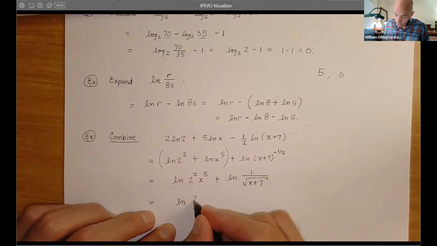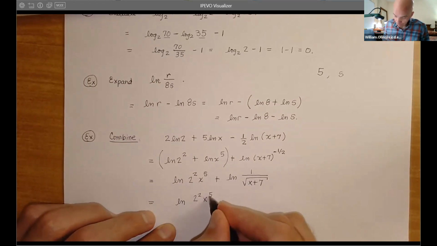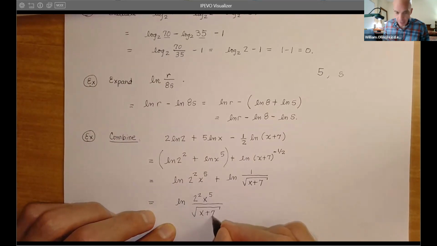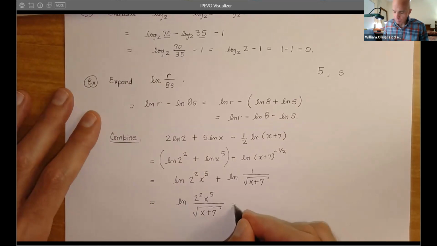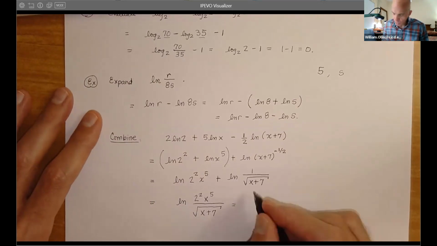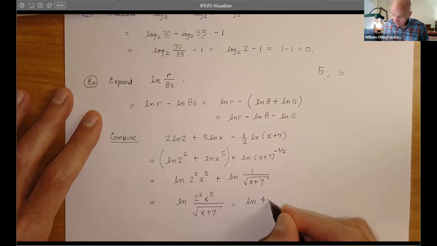So we have 2 squared x to the 5th divided by the square root of x plus 7. So now when you look at something like this, you're thinking, well, Professor Ron, 2 squared is 4, so let's just go ahead and write that as a 4. As long as it's an exact answer, WebAssign is not going to quibble.